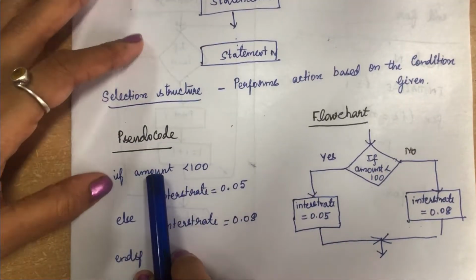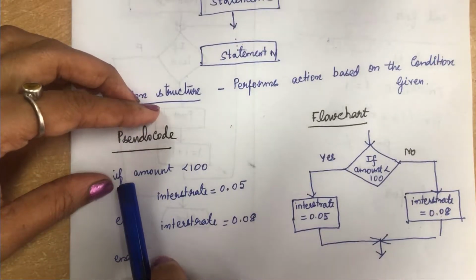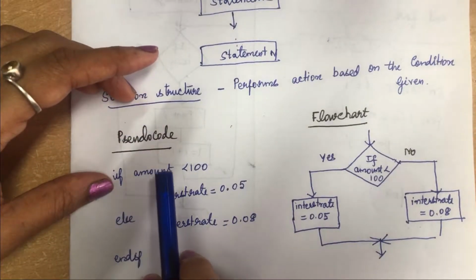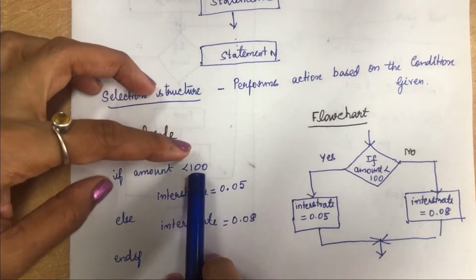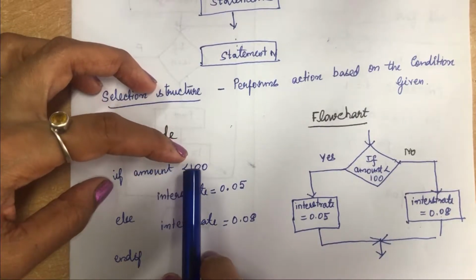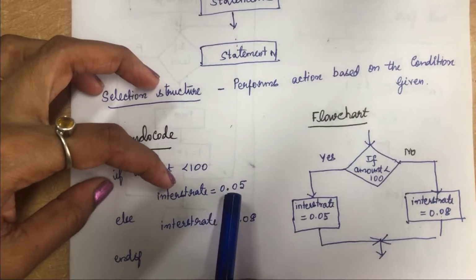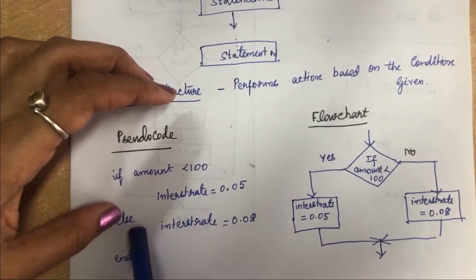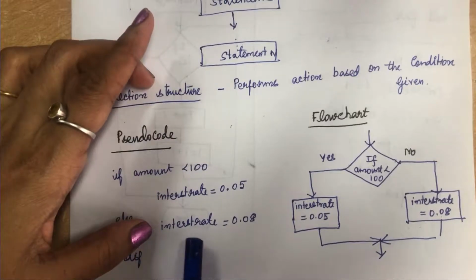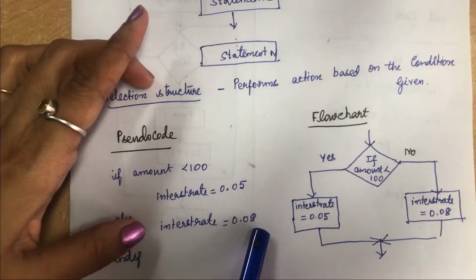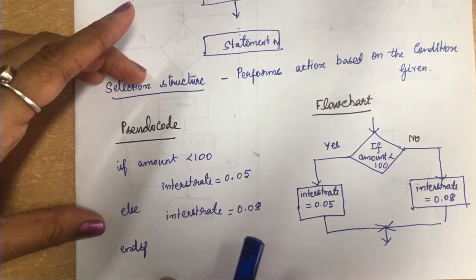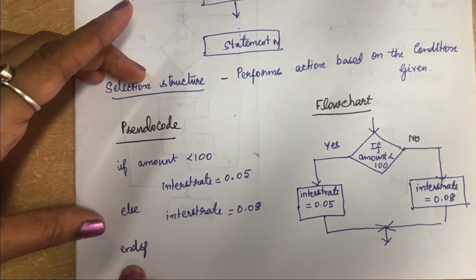In this pseudocode, you can see that you are going to use an if statement. You are going to check if the amount is less than 100. If the amount is less than 100, you are going to set the initial interest rate to be 0.05. Else, otherwise, you are going to set the interest rate to be 0.08. This is a simple pseudocode I have given, and you close this if by end if.